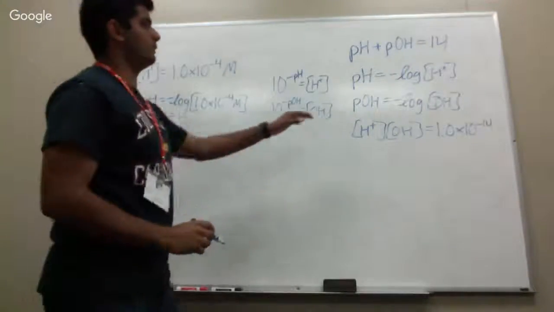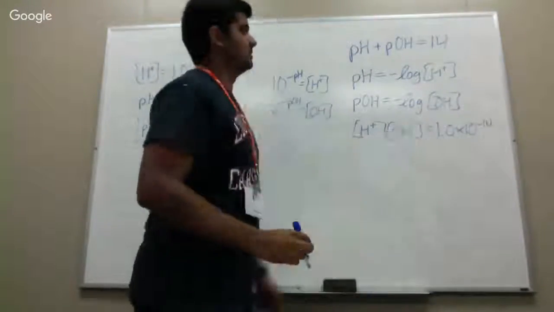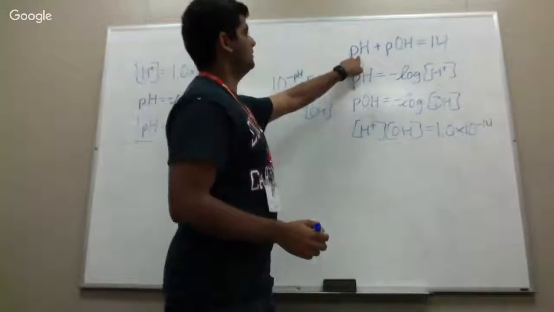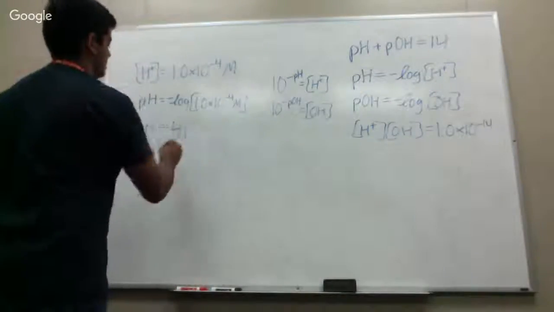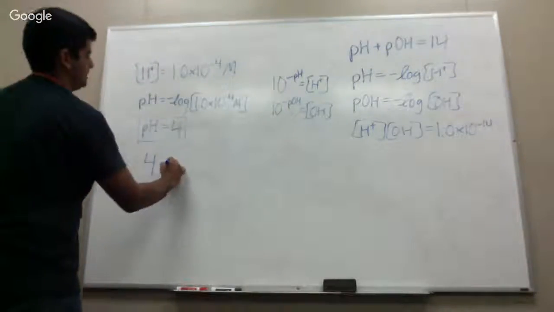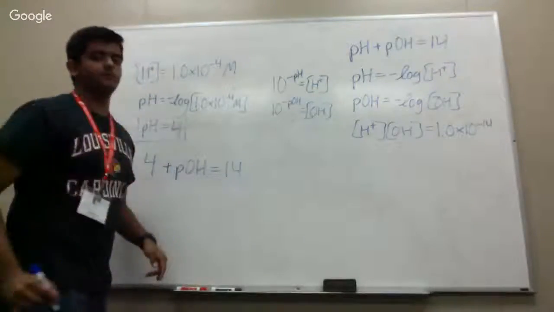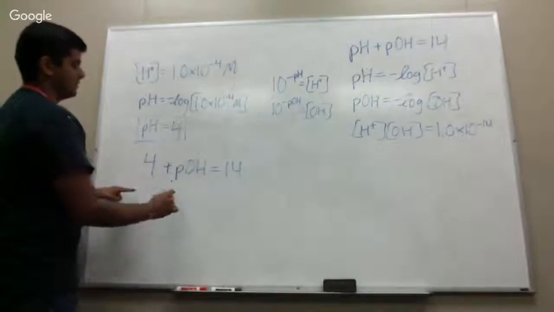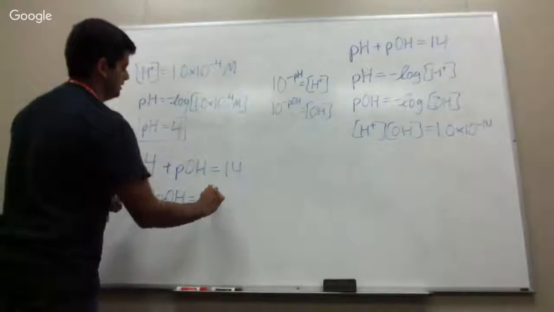Now you're still looking for pOH, and you're still looking for OH concentration. So a couple ways you could do this. If you have a pH, you could plug the pH into this equation and then find the pOH. So let's do that. So the pH is 4. We're using the first equation up there, plus the pOH equals 14. So if you move the 4 onto that side, subtract it from both sides, you will get that pOH equals 10.